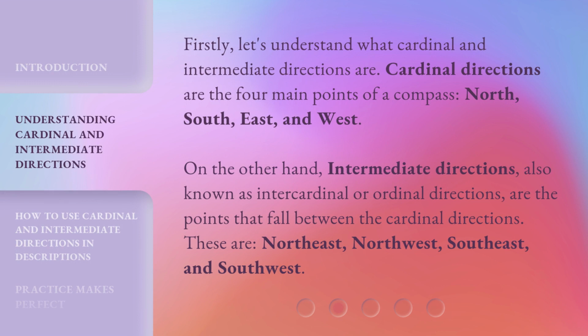Firstly, let's understand what cardinal and intermediate directions are. Cardinal directions are the four main points of a compass: north, south, east, and west. On the other hand, intermediate directions, also known as intercardinal or ordinal directions, are the points that fall between the cardinal directions. These are northeast, northwest, southeast, and southwest.